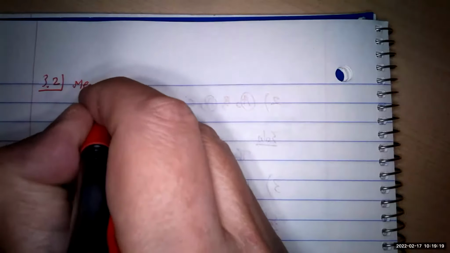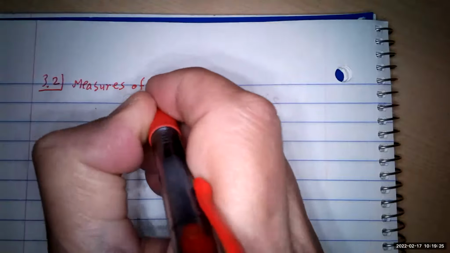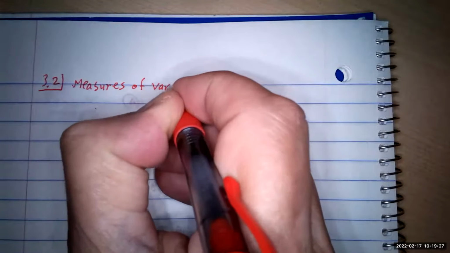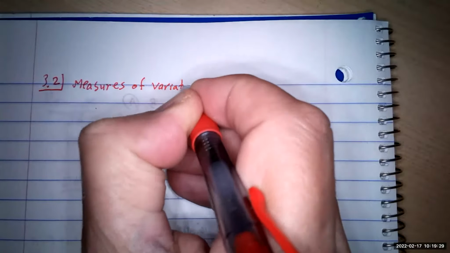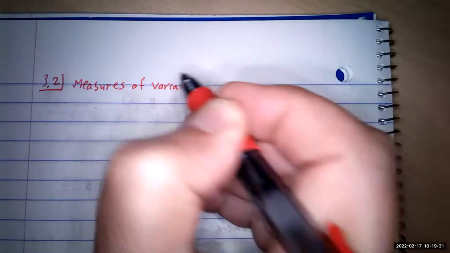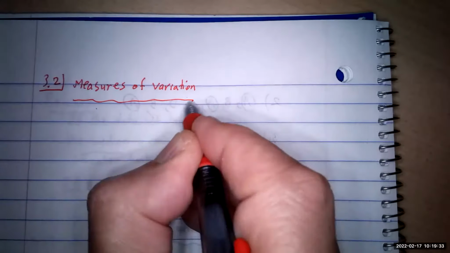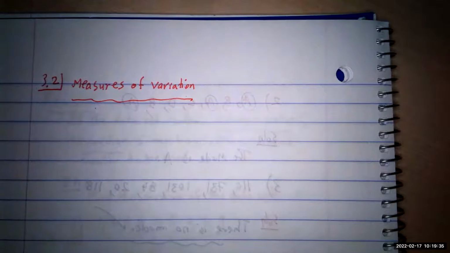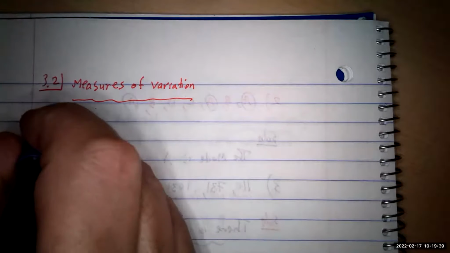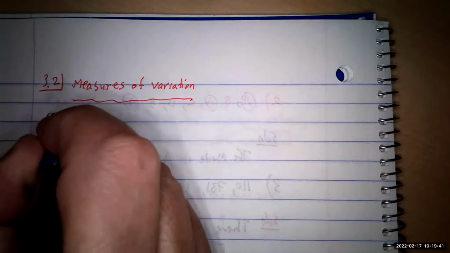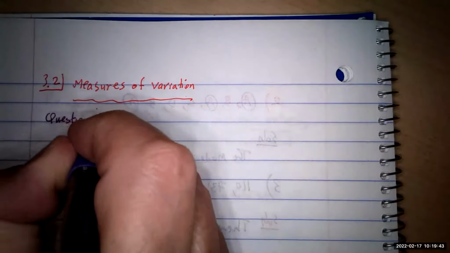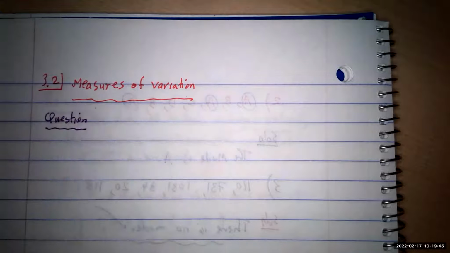So what are we going to measure? Measures of variation this time. Okay, measures of variation. So let's see why we need it. We'll start with this question. Suppose you want to answer this question. Just want to know why we need it.